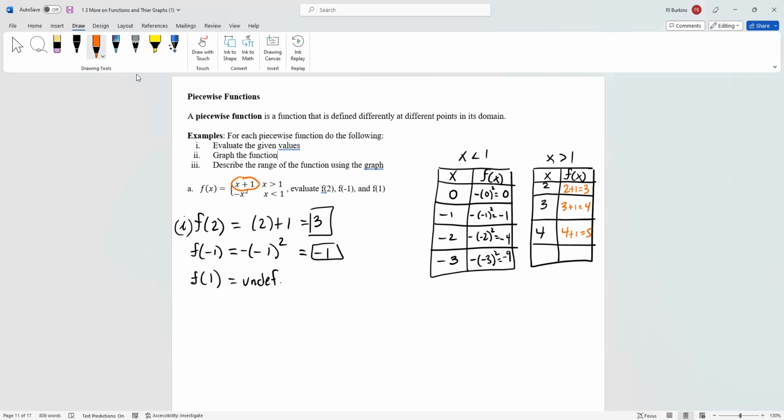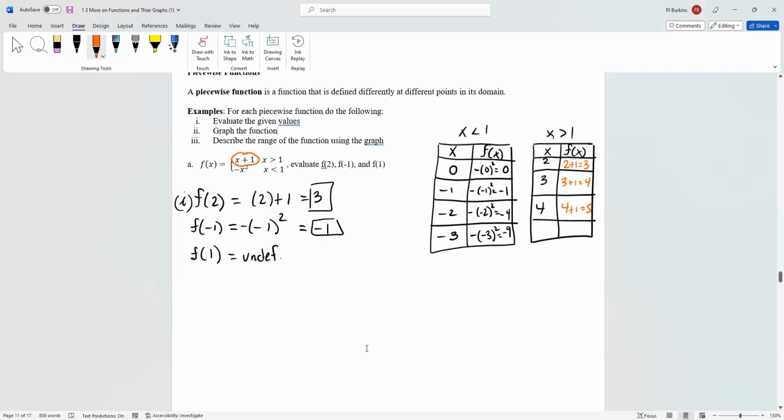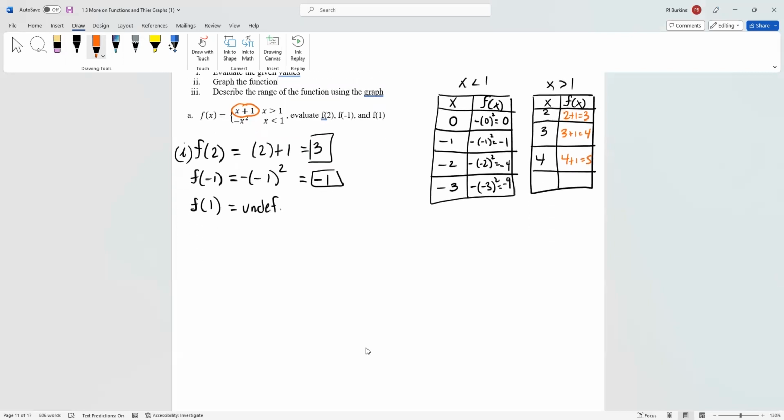All right, let's concentrate on plotting those ordered pairs. Let's generate a graph. Let me get my Cartesian plane. It's always good to put your arrows and label your X and Y axes.